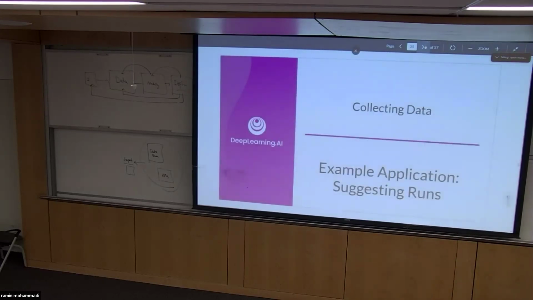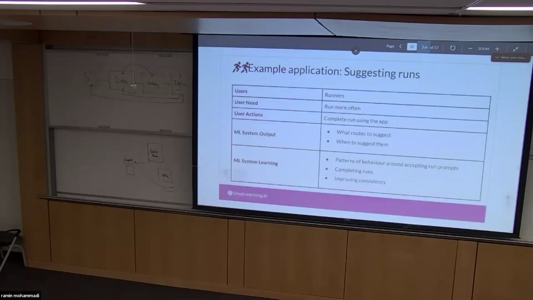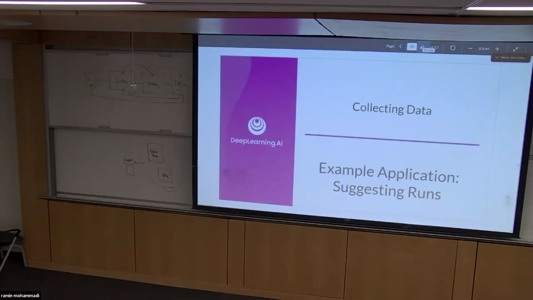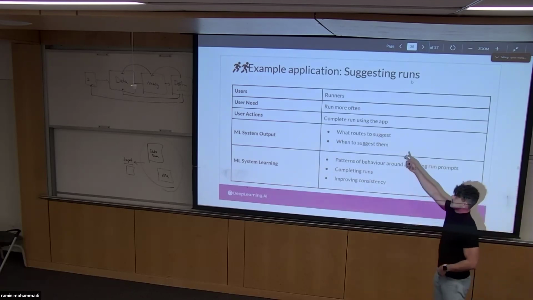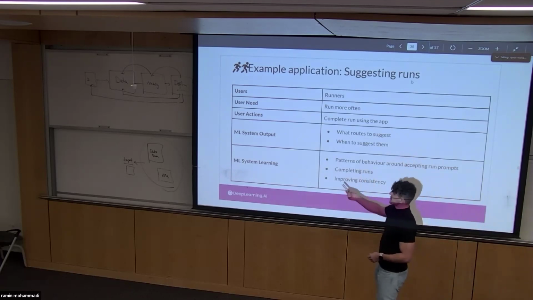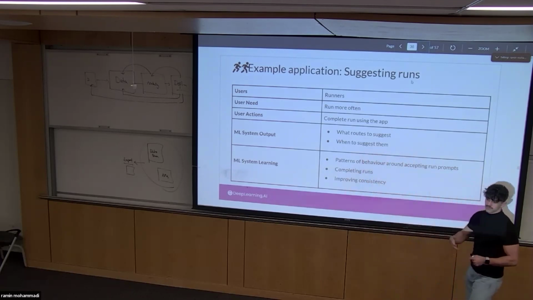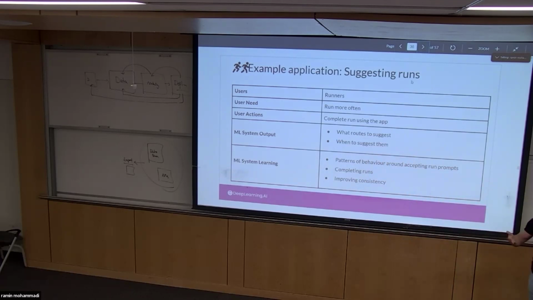I'm going to go through one example and we're going to break those down. So we already have talked about the running application that we have been using in the class. What was the idea? Who are the users? Some runners. What was the user need? User wants to run more often. That's why you're building this app. Your goal was to build an app that offers more runs to users because users are tired of finding the run path themselves and they want to run more. So the user need is that they want to run more.